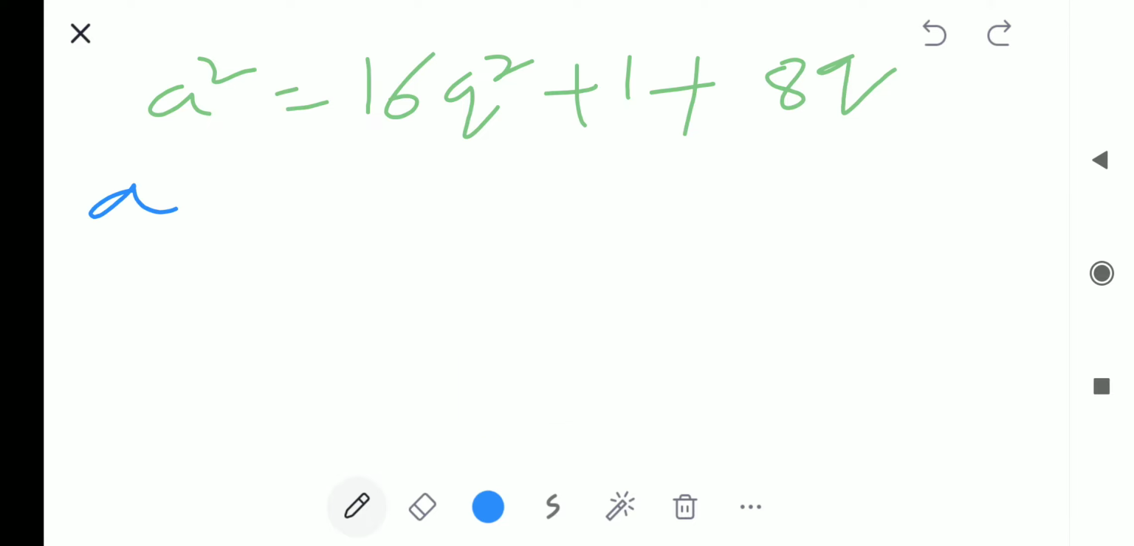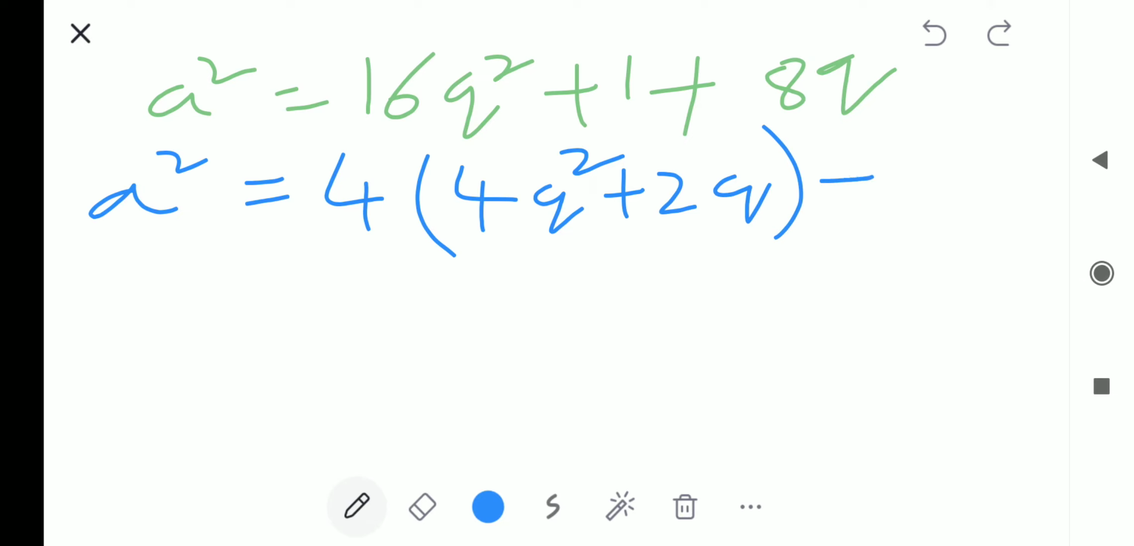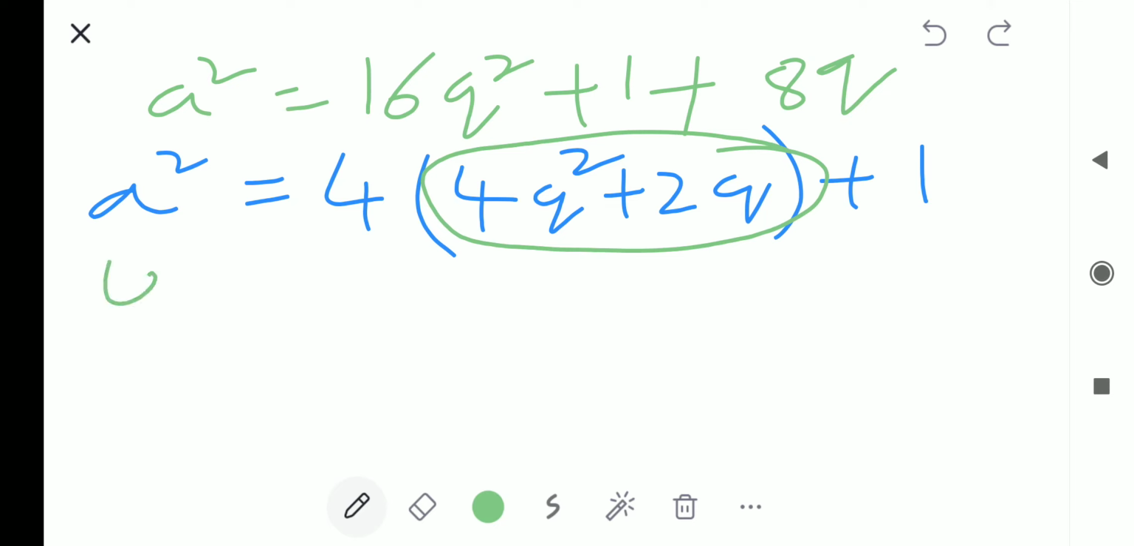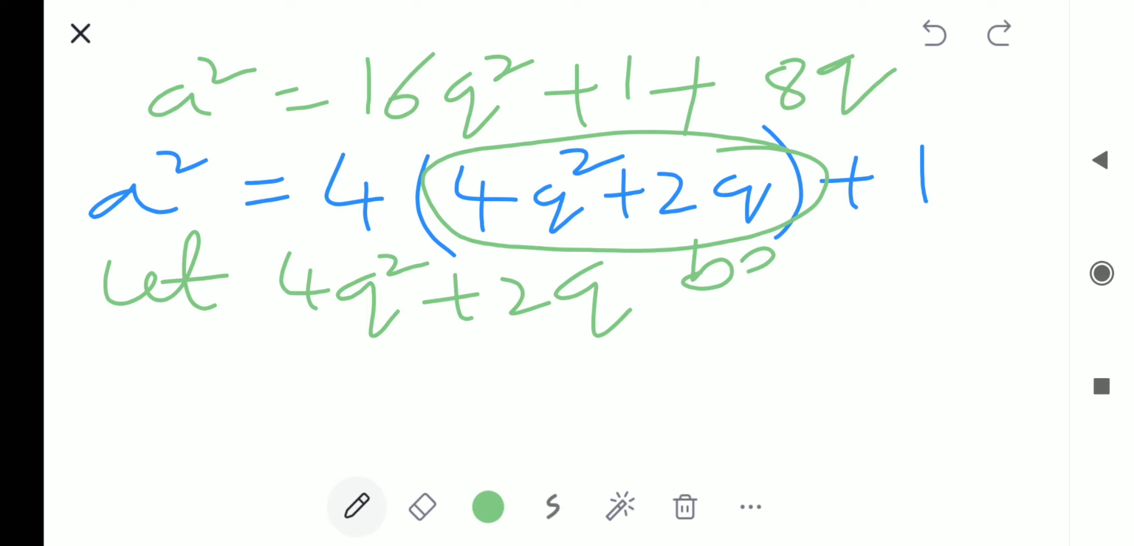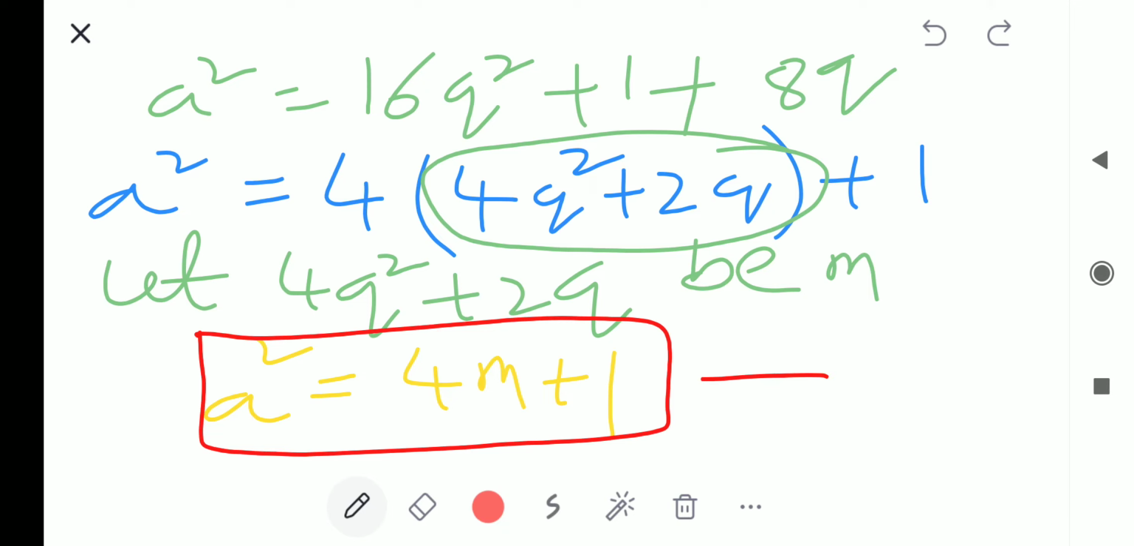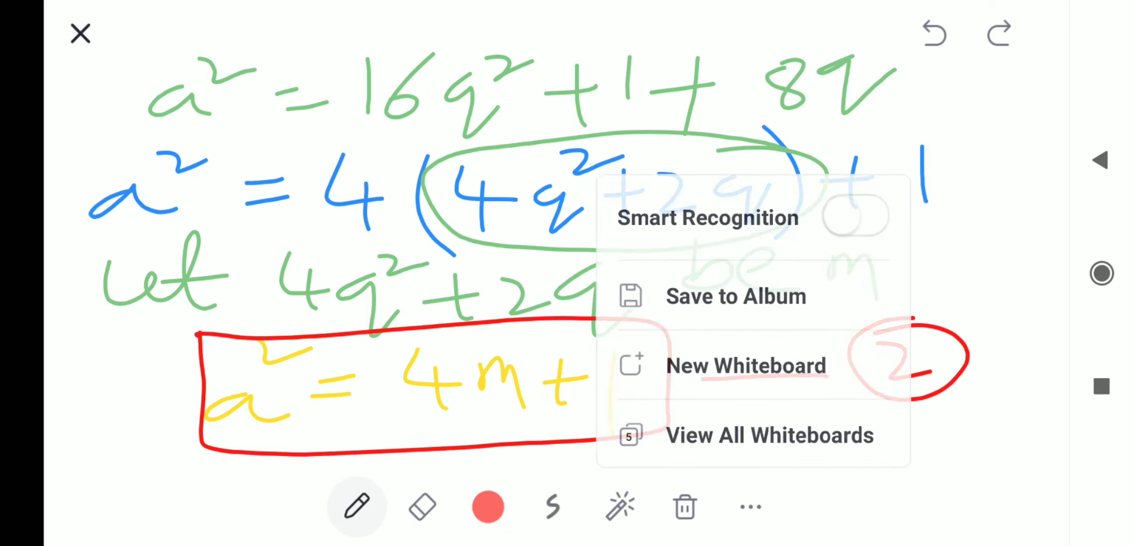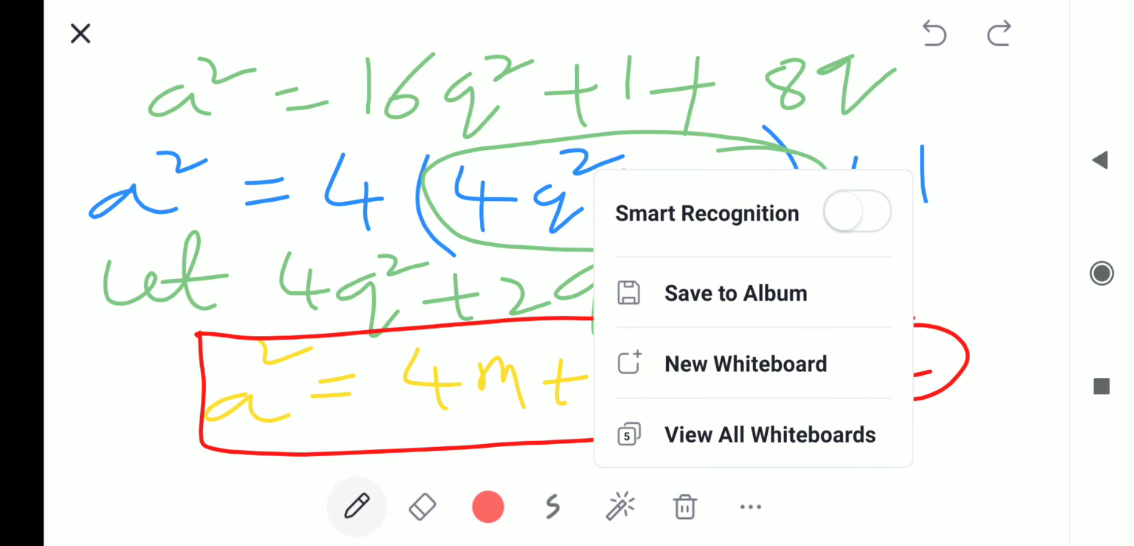From the right hand side I can take 4 common. I can write it as 4 into 4Q square plus 2Q plus 1. Letting this 4Q square plus 2Q be m, I can write it as A square is equal to 4m plus 1. So with this I can say case 2 is completed. Next I am going for case 3, children.